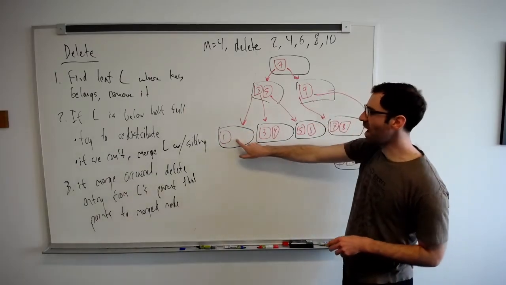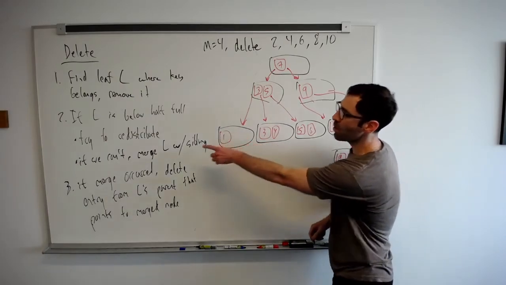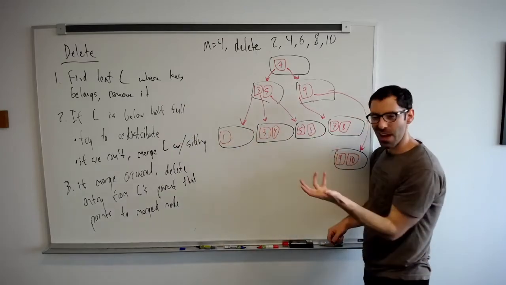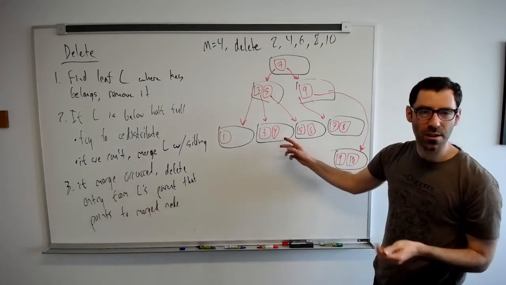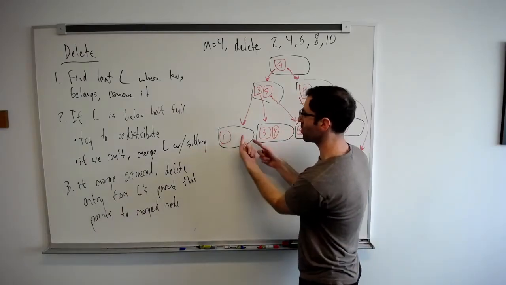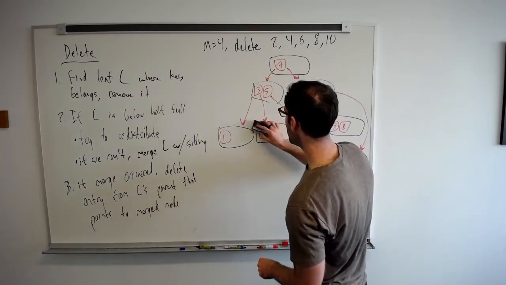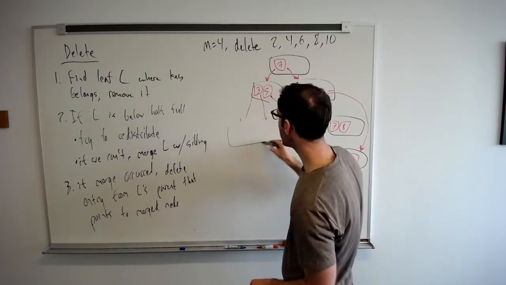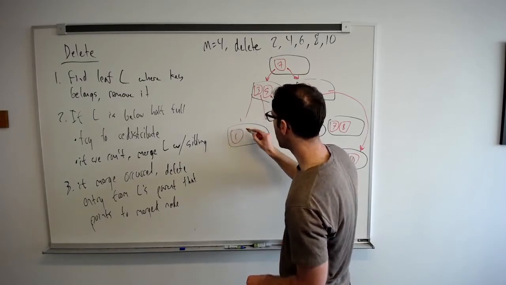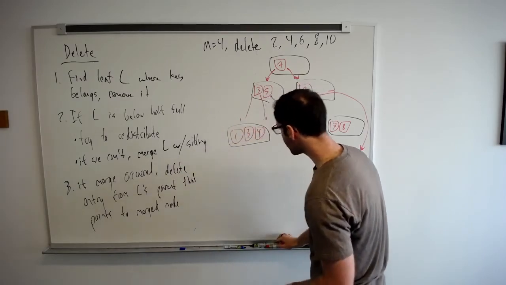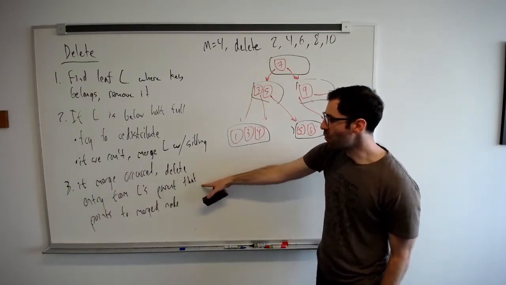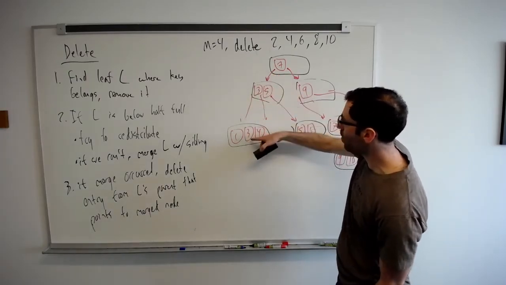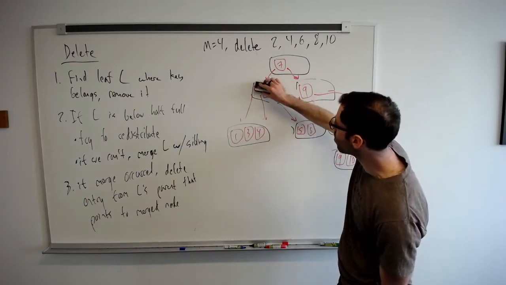So this node is now below capacity. Can we redistribute? Well, if we took a value from here over, then this one would be below half capacity, so we can't redistribute. So now that means we have to merge these two. Merge just means, all right, let's instead have one node here that has 1, 3, 4. And now we say, all right, if a merge occurred, we're going to delete from L's parent the entry that pointed to the merged node, because 3, we don't need it anymore.